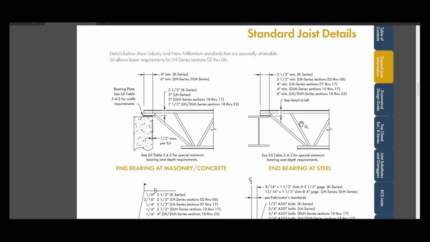The figure of end bearing at steel shows the minimum bearing of K series joist and LH series joist based on the chord section numbers, like 2.5 minimum for K series and the remaining 4-inch and 6-inch minimum for LH series for sections 18 to 25, and bearing seat depths are the same as shown in the first figure.